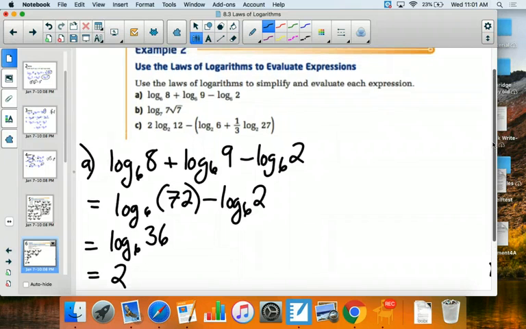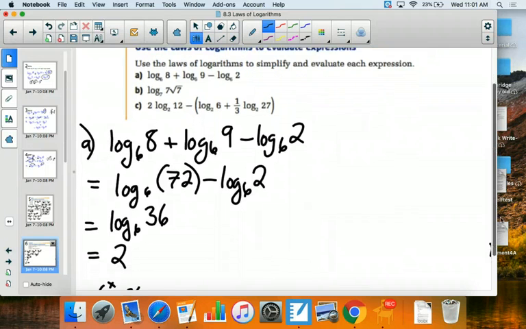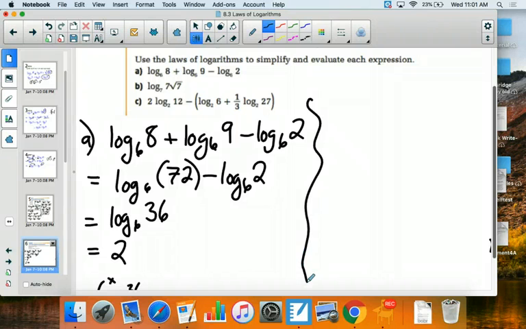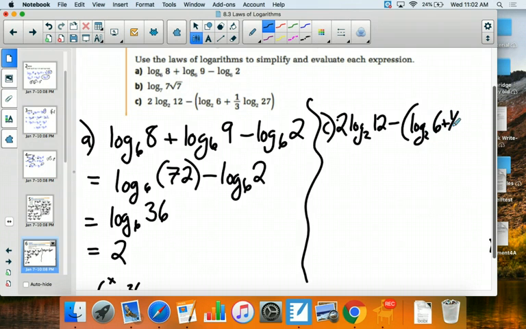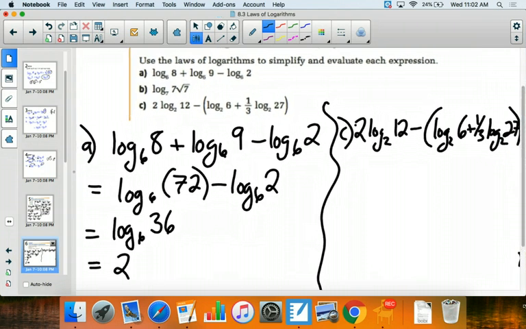Do you want to do B or do you want to do C? C. Of course we do. Okay, so if we did C here, we've got 2 log 12 base 2 minus, all in brackets, log 6 base 2 plus 1/3 log 27 base 2. Right, so obviously, apply your order of operations. Do the evaluation within the brackets first. Like for the 1/3 log 27, you could just make that log 3.